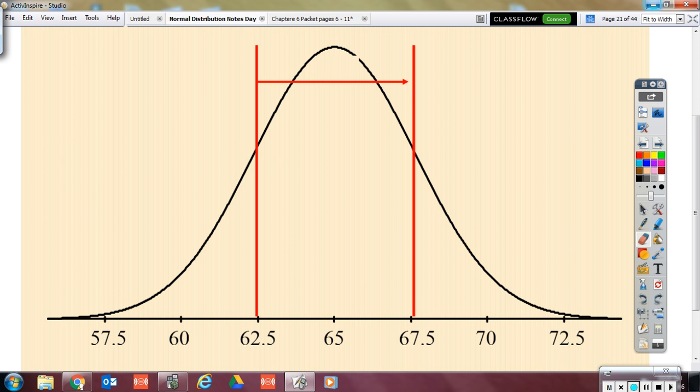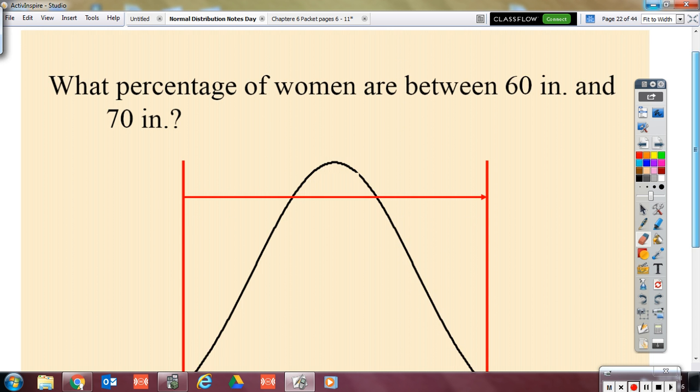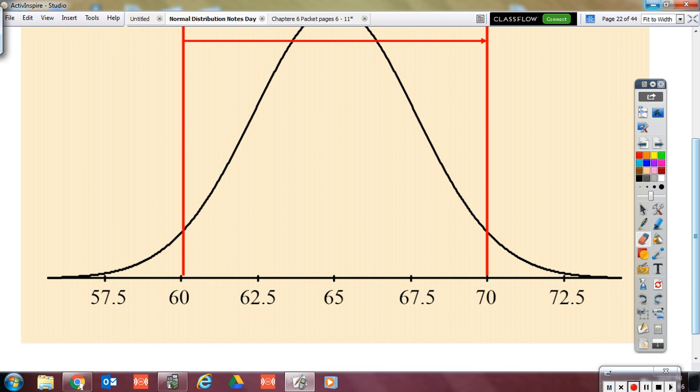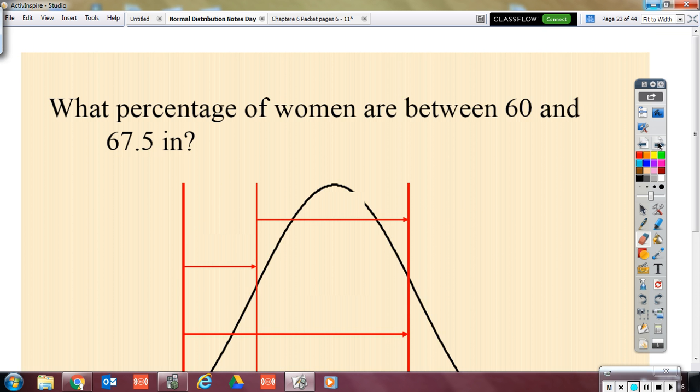68. How do we know that? Yeah, the empirical rule, or that 68, 95, 99.7 rule. Okay, good. Because that's 1 standard deviation out. Nice. Next, what percent of women is between 60 and 70? 95, because that is 2 standard deviations out. All right, now look here at this one.